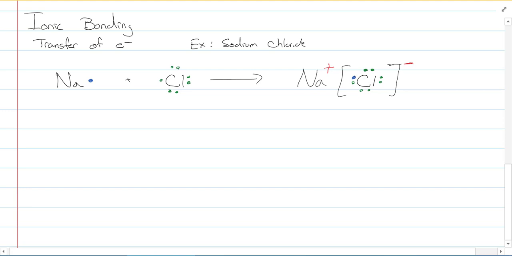That's sodium chloride. Remember the element symbol represents the noble gas core. So sodium now has 1s2, 2s2, 2p6, just like neon. So it's isoelectronic with neon. Chlorine is now isoelectronic with argon. So they both have a noble gas electron configuration, very stable.